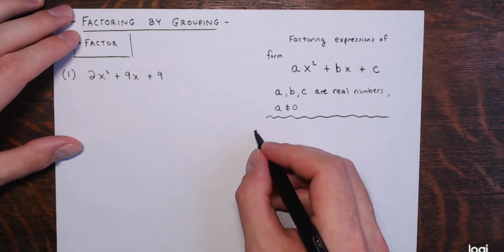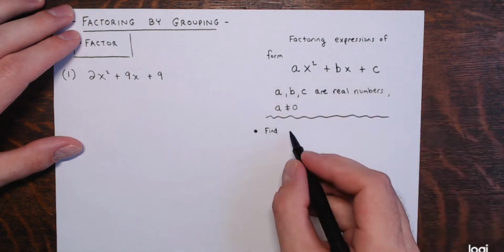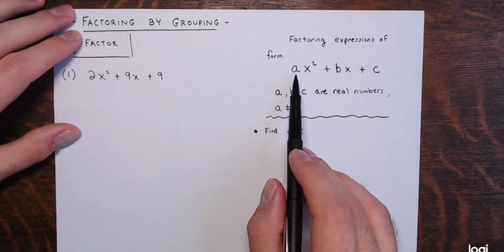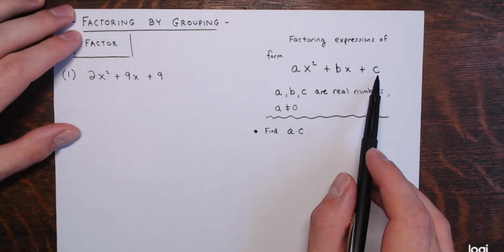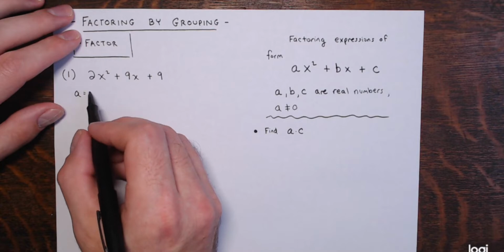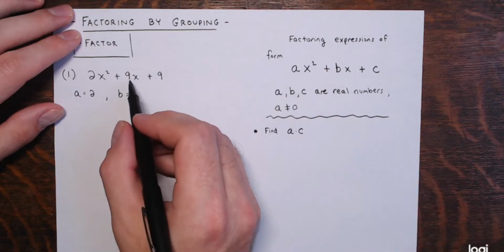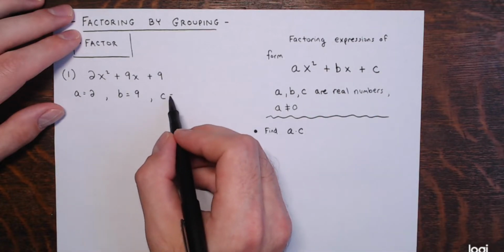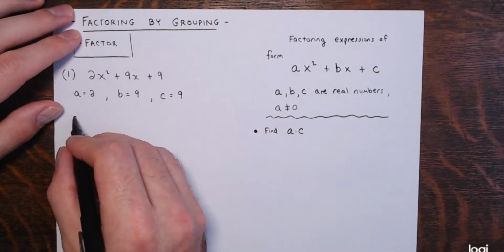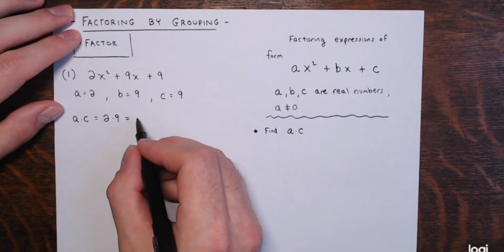The first step is to find the product a times c. You take the lead coefficient and multiply it by the constant. In this particular example, a, the quadratic coefficient, is positive 2. b, the linear coefficient, is positive 9. And c, the constant term, is positive 9 as well. So first step, I'm doing a times c: 2 times 9 equals 18.